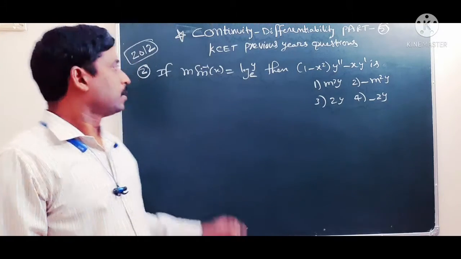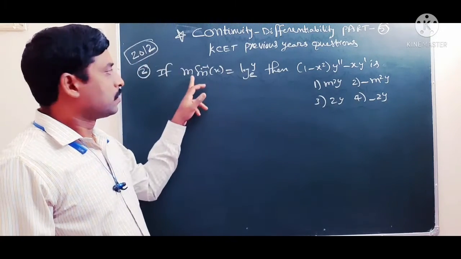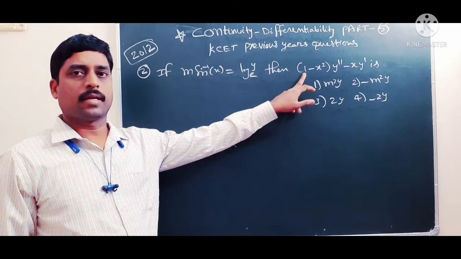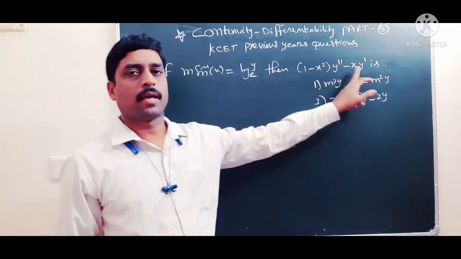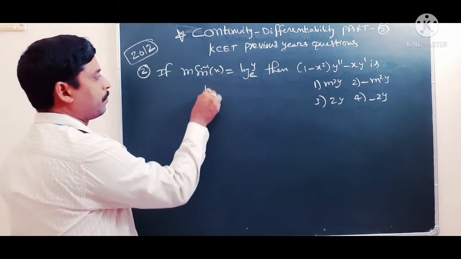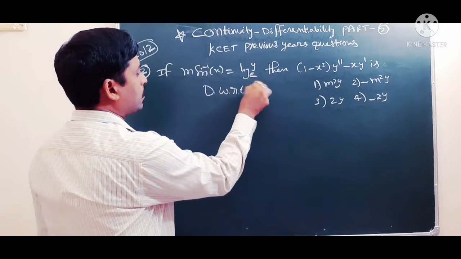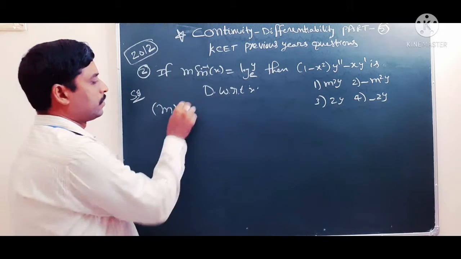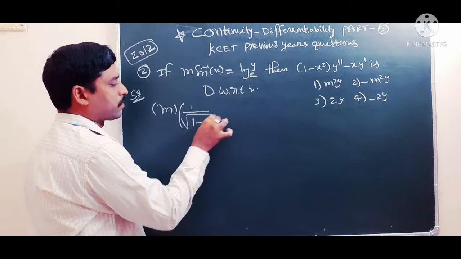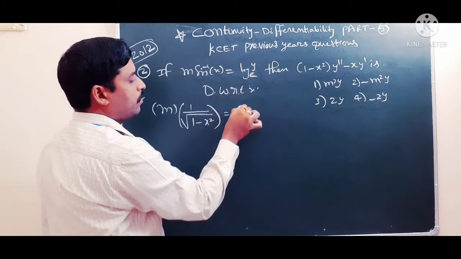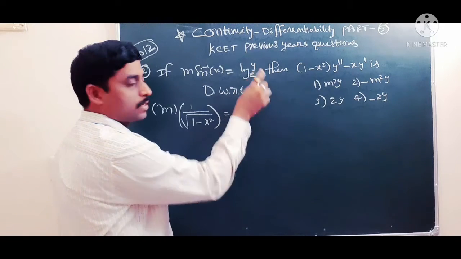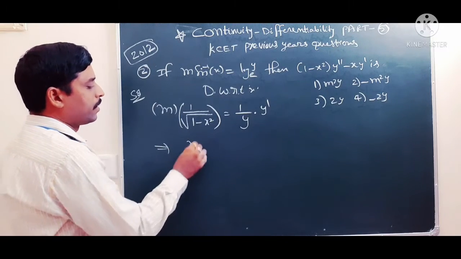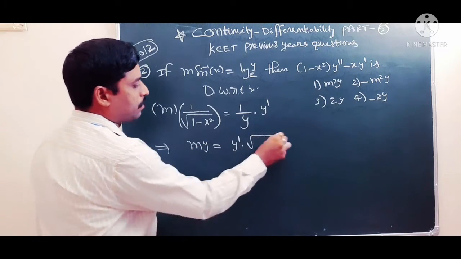Let us go to the next problem. So this is also from 2012. m sin inverse x equal to log y is given. Then we have to find 1 minus x square into y double dash minus xy dash. Okay, now applying derivative on both sides with respect to x. m is constant, derivative of sin inverse x will be 1 by root 1 minus x square. Derivative of log y is 1 by y into y dash, dy by dx. By cross multiplication, this will be m y is equal to y dash into root 1 minus x square.